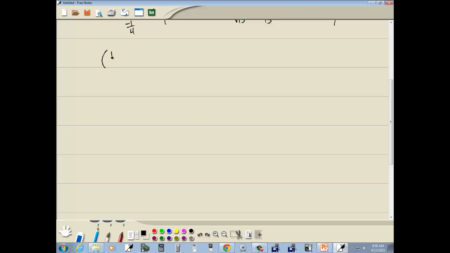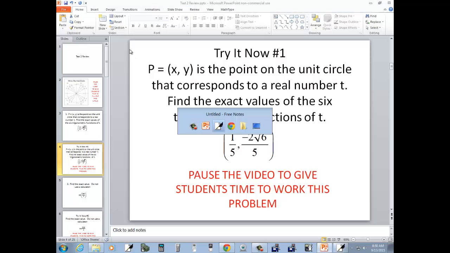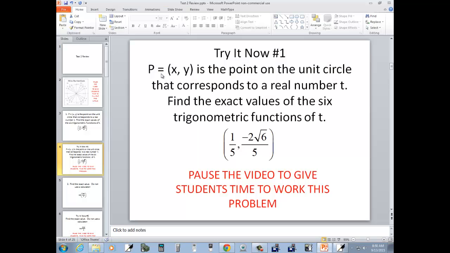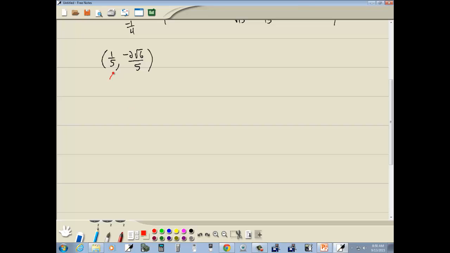We got 1/5 and negative 2 square root of 6 over 5. Now this is our x and this is our y. Remember, cosine is equal to x, which is equal to 1/5. The reciprocal that goes with that is secant. Secant is equal to 1 over x, and basically we flip this fraction right here, take the reciprocal of it. So that'll be 5 over 1, or 5.